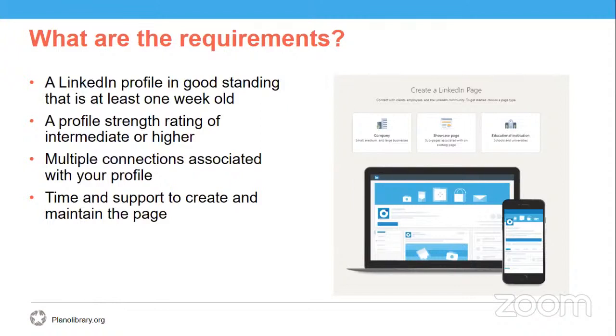Second, your profile needs to have a profile strength rating of intermediate or higher. The profile strength meter is a measure of how robust your profile is. To see that, you can open up your profile and look for the suggested section below your introduction. This box will show your current profile level and prompts you to improve your profile strength. Now, if you open up your profile and you don't see any suggestions listed, that means your profile is at an all-star rating and there's nothing else that you can do in the eyes of LinkedIn to improve it.